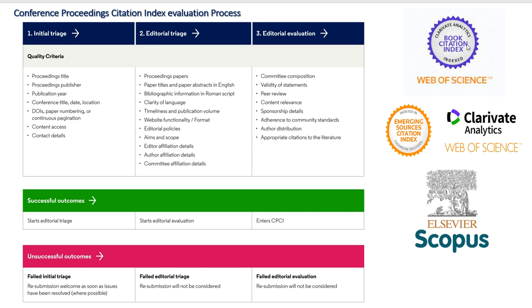comes under Clarivate Analytics Book Citation Index. This comes under the Web of Science Group. Yearly Clarivate Analytics Web of Science Group, either ESI, SCI, and whatever it may be. Some books and conference books are indexed elsewhere, such as Scopus. Whatever it may be, this process is going on.